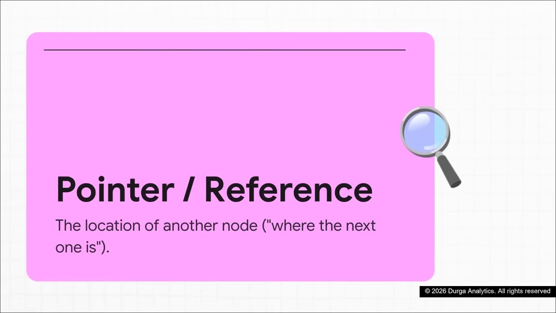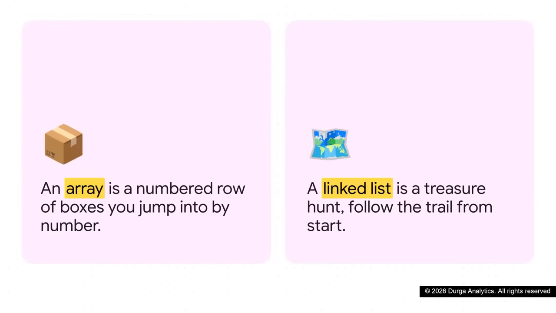Eventually, you hit the final node. Its pointer points to absolutely nothing, usually called null, which is just the system's way of marking the definitive end of the sequence. And this brilliantly illustrates the fundamental difference using a real-life analogy.